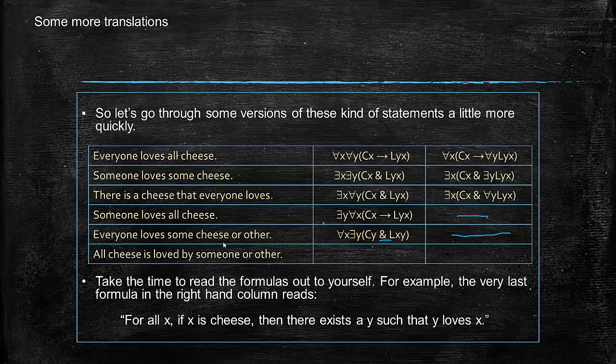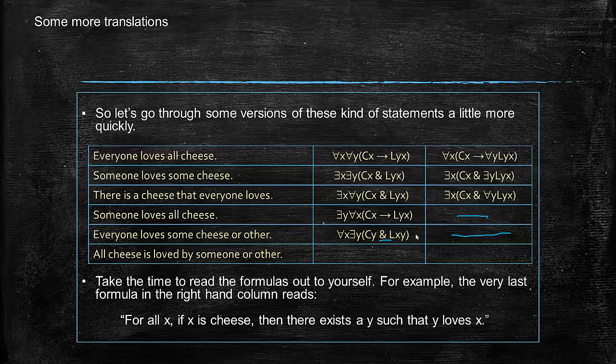This says everyone loves some cheese or other. So you can't infer from the fact that something's cheese that it's loved by someone. This just tells us that everyone loves some cheese, but not all cheese is loved, right? So for all we know is that for all x, there exists a y such that y is cheese and x loves y.